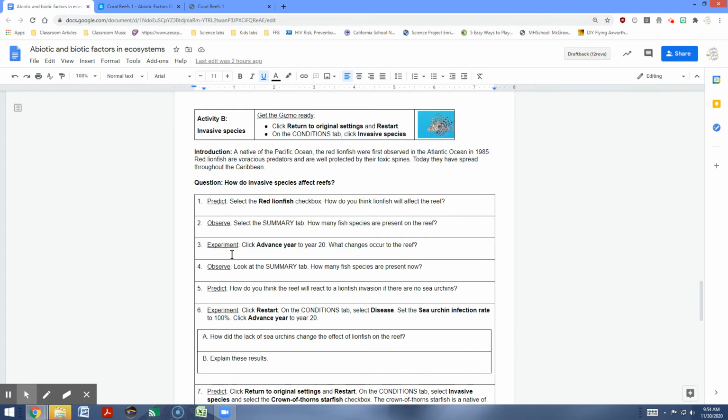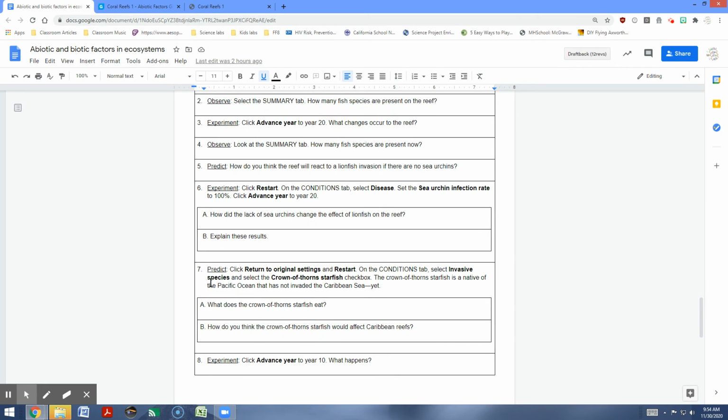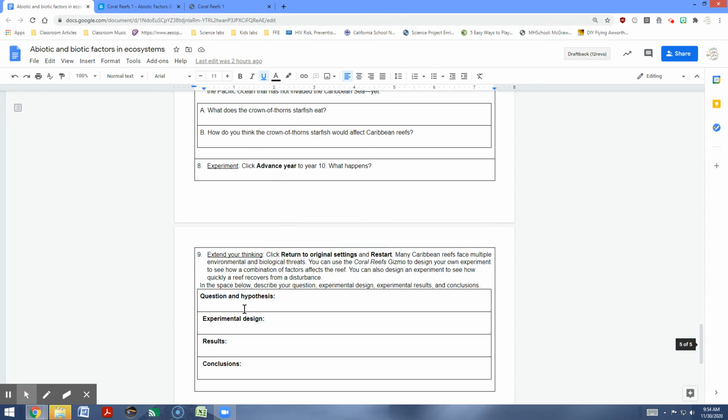So what you're going to be looking at in this one, it's going to ask you, what do you think is going to happen? You'll notice here, we have the steps of an experiment. You're going to predict what's going to happen to the reef when you put in the lionfish. You'll observe it. Here's the experiment going 20 years. We'll look at an observation again. You're going to predict how you think the reef will react to a lionfish invasion if there's no urchins, and so on. You're going to experiment again, predicting what's supposed to happen with each of the different parts there.